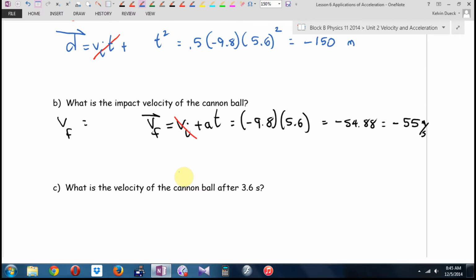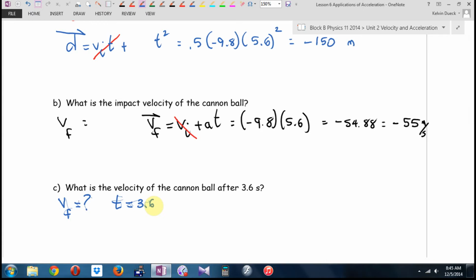So what's the velocity of the ball after 3.6 seconds? So we said, what do they want us to find? V final. Well, they told us t equals 3.6 seconds. There's going to be those really thin smeary lines. I apologize, but live with it. What else do we know?